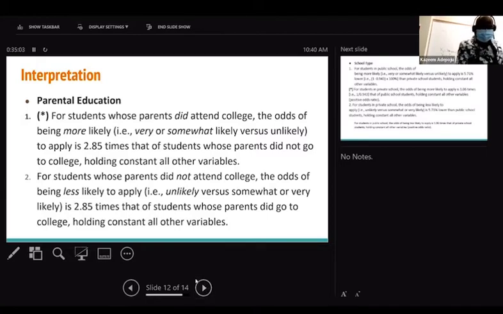I wanted to say something here. At the end of the day, I mentioned holding other variables constant because it is not only parent educational status that we consider as a predictor. There are other predictors as well, like the nature of the undergrad, whether public or private, and the GPA. That is why we said holding other variables constant means after adjusting for them, or after controlling for them. That is how we interpret the odds ratio for the parent status.